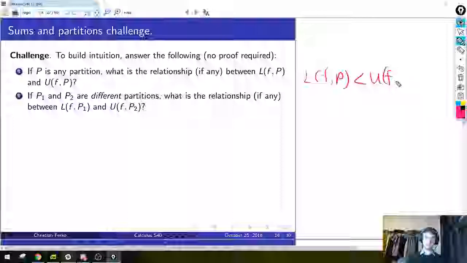Good. I'm going to press you somewhat. Can it ever be equal? Is it less than or is it less than or equal?